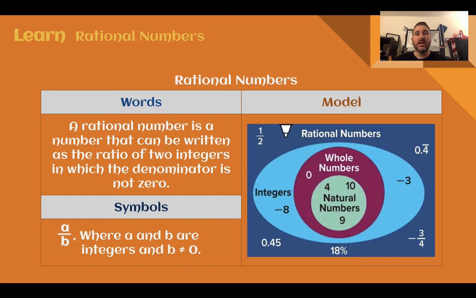We can see in our model here, we have the rational numbers encompassing all three of the things that you've learned about before: integers, where your negatives are involved, whole numbers, which include 0, and then natural, your normal counting numbers. The rational numbers outside not only include all the things inside, but also your fractions, some decimals, and then here they even put a percent, since we could write this as a fraction, such as 18 over 100. That would be 18%. So when we're talking about rational numbers, we're talking about all of these types of things.